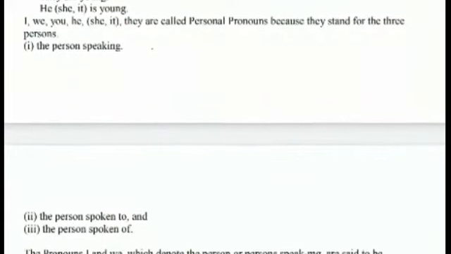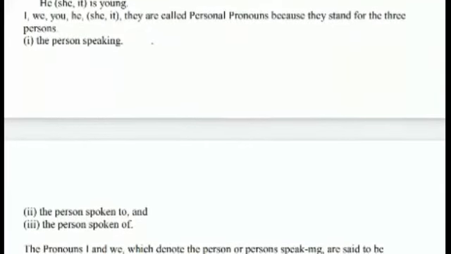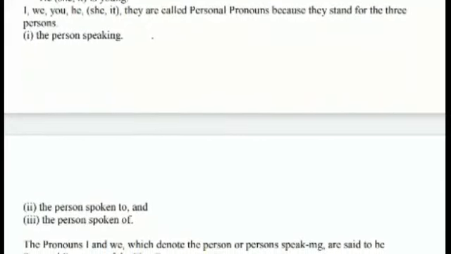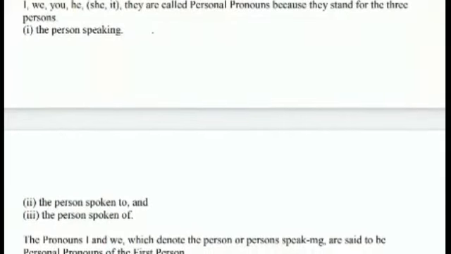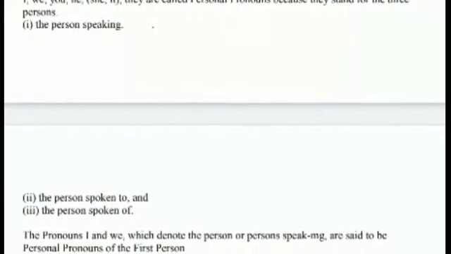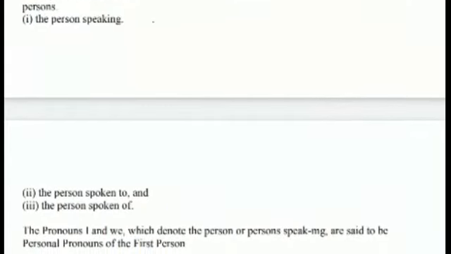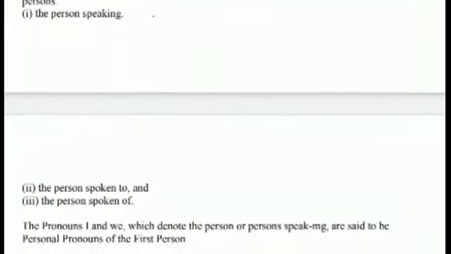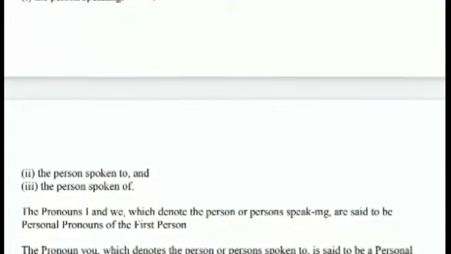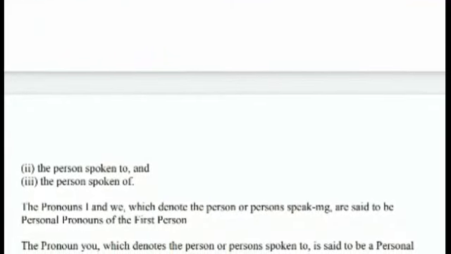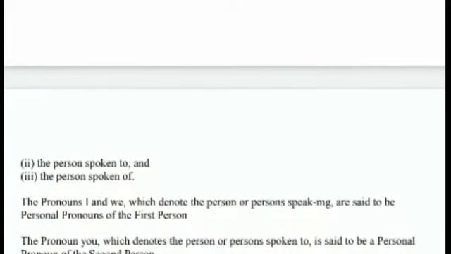And next point, the pronouns I and we, which denote the person or persons speaking, are said to be the personal pronouns of first person. Okay, is it clear? Now we are talking about personal pronouns. The pronoun you, which denotes the person or persons spoken to, is said to be a personal pronoun of second person. First person, second person. Okay. You is used both in the singular and plural.